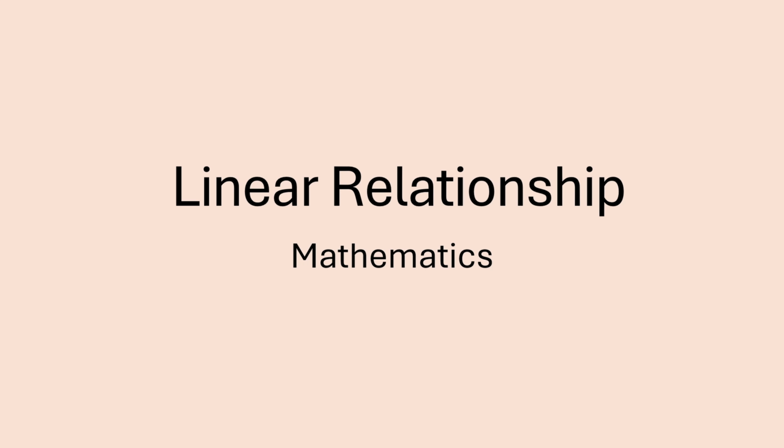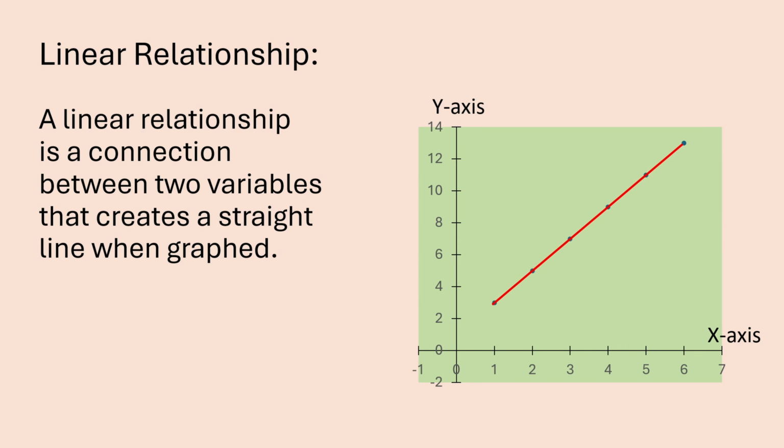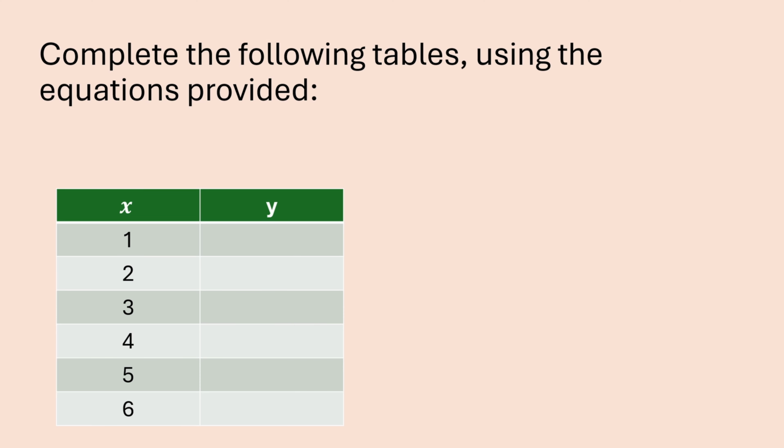Linear relationship in mathematics. A linear relationship is a connection between two variables that creates a straight line when graphed. Let's complete the following tables using the equations provided.